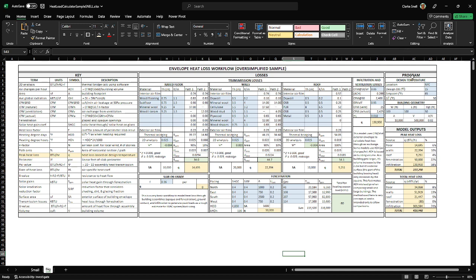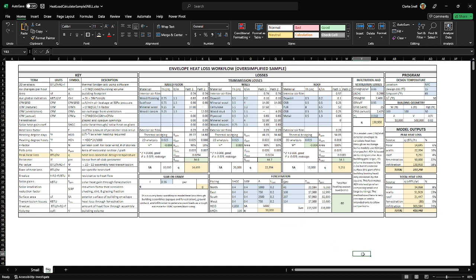So over here is our little program. We're going to have a design temperature, which I'll talk about, and a building geometry. If you input these values, and by the way, in this spreadsheet, anything in blue is something you can change. Anything in green is going to be a sum or a formula, and the yellows are also formulas that are the Q values.